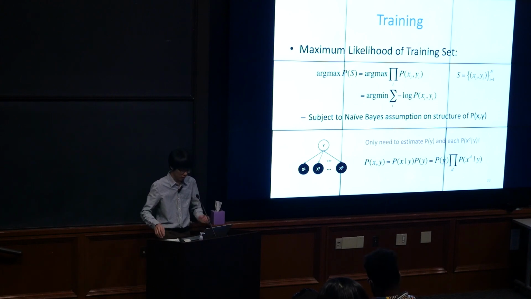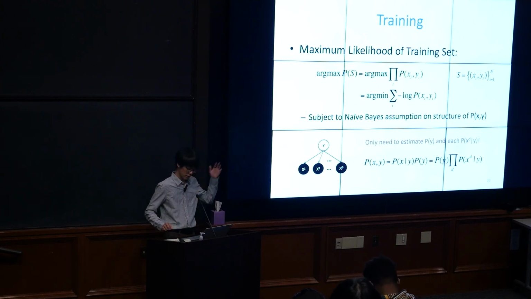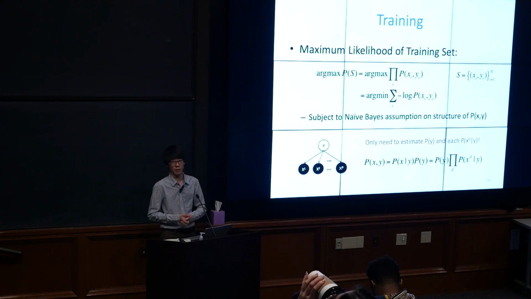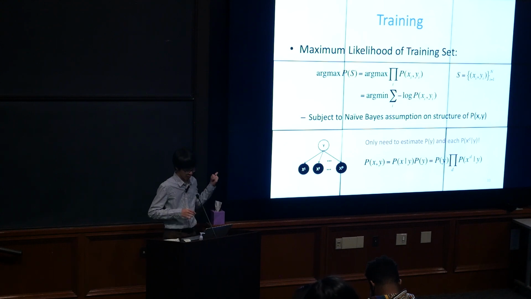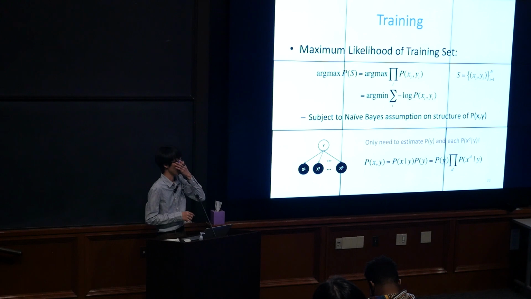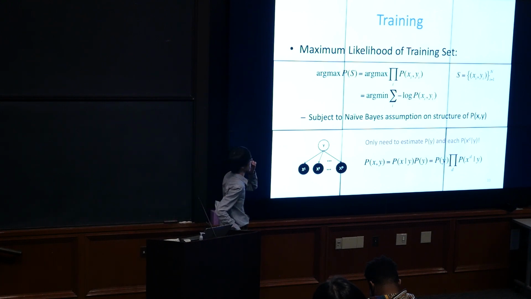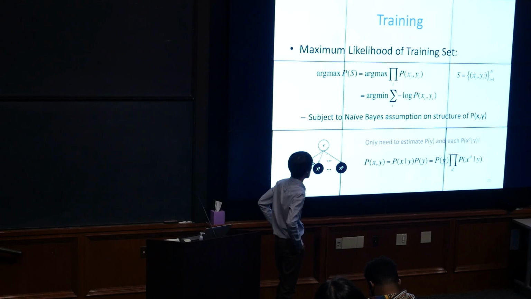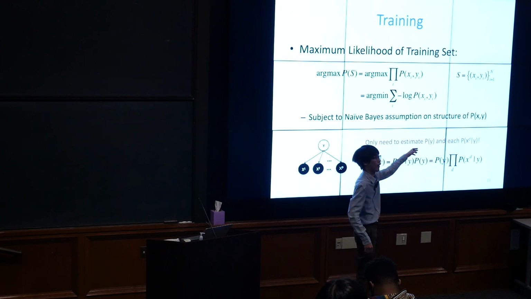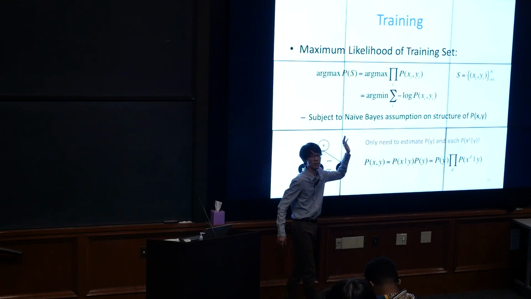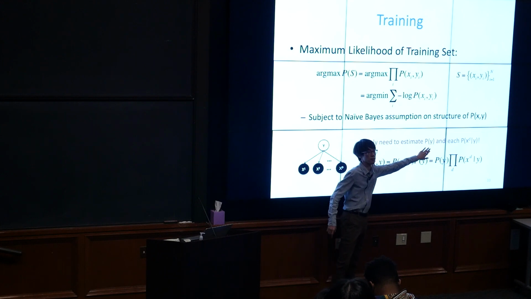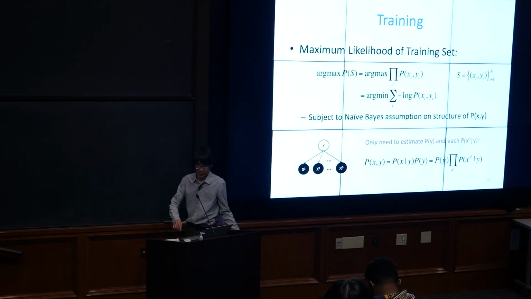Okay, so let's talk about training. It's the same exact way we had before with our lookup table model. We're just trying to maximize the likelihood of the training set, which is again minimizing the negative log likelihood. Because we're subject to this naive Bayes assumption, so the top half we already had with our lookup table, but because we're adding this assumption on top of the structure of p(x,y), we really only need to estimate p(y) and p(x|y). So instead of filling up that entire lookup table, we just need to fill up the tables that define these two parameters, and that part doesn't change.